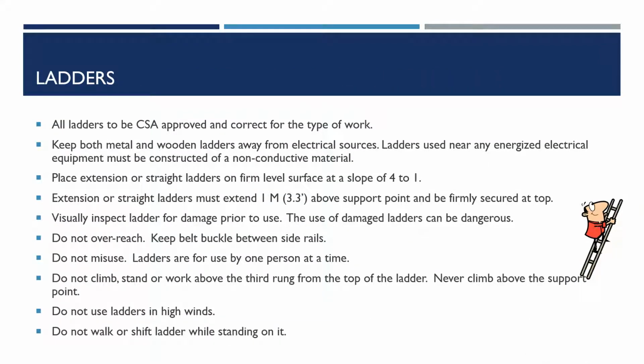Ladders. All ladders to be CSA approved and correct for the type of work. Keep both metal and wooden ladders away from electrical sources. Ladders used near any energized electrical equipment must be constructed of a non-conductive material. Place extension or straight ladders on a firm level surface at a slope of 4:1. Extension or straight ladders must extend 1 meter or 3.3 feet above the support point and be firmly secured at top. Visually inspect the ladder for damage prior to use.